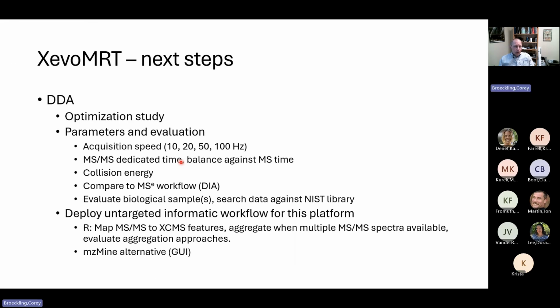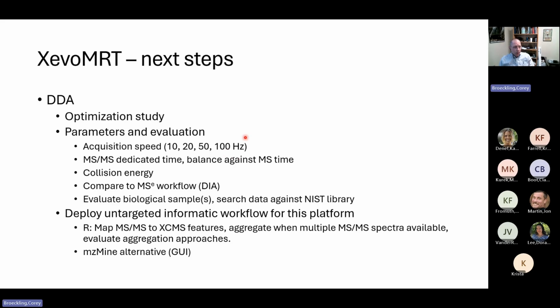So our next steps for the Xevo MRT is to really optimize DDA so that we can come up with some good rule sets to make sure that we're really optimizing how many high quality spectra we can get in a particular sample analysis time. So we have options that we can consider, including the acquisition speed of the MS/MS. We can range this from 10, 20, 50, or 100 hertz. That is 100 MS/MS per second. So 10 millisecond scan times. And that's extremely fast, and we may be able to sample a lot more things that way. The question is, is the data quality sufficient to annotate things with confidence?